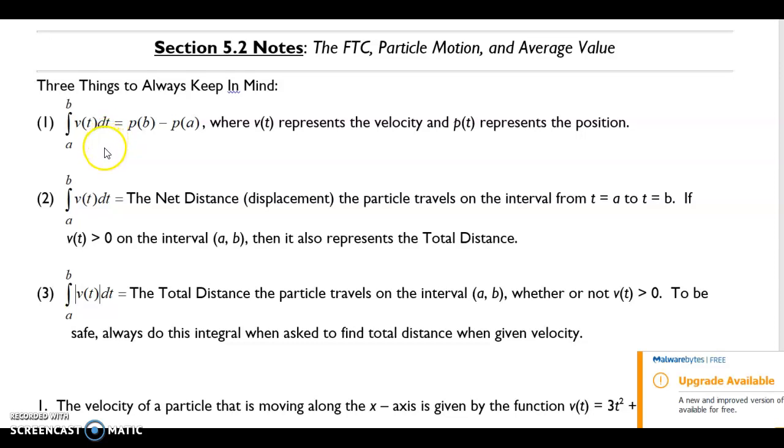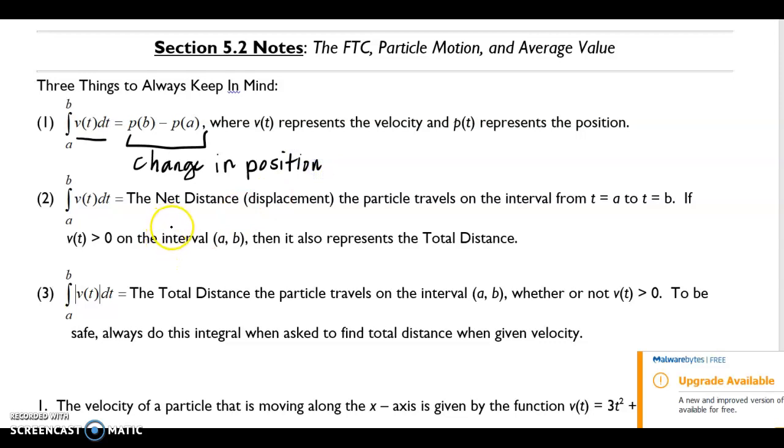So for section 5.2, we're really just continuing the ideas that we talked about in 5.1. When we were talking about if you integrate a rate, you get an amount, we're just going to talk about some specific cases. For example, if I integrate velocity, well, velocity is the rate of change of position, and so that will give me the amount of change in position. So that's just change in position, right? I take the antiderivative of velocity, it's position, and evaluate on that interval.